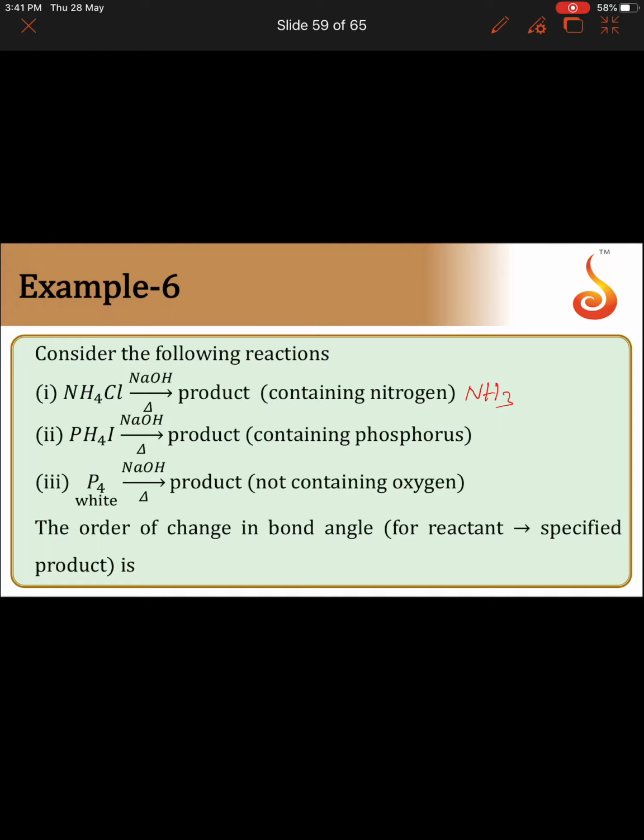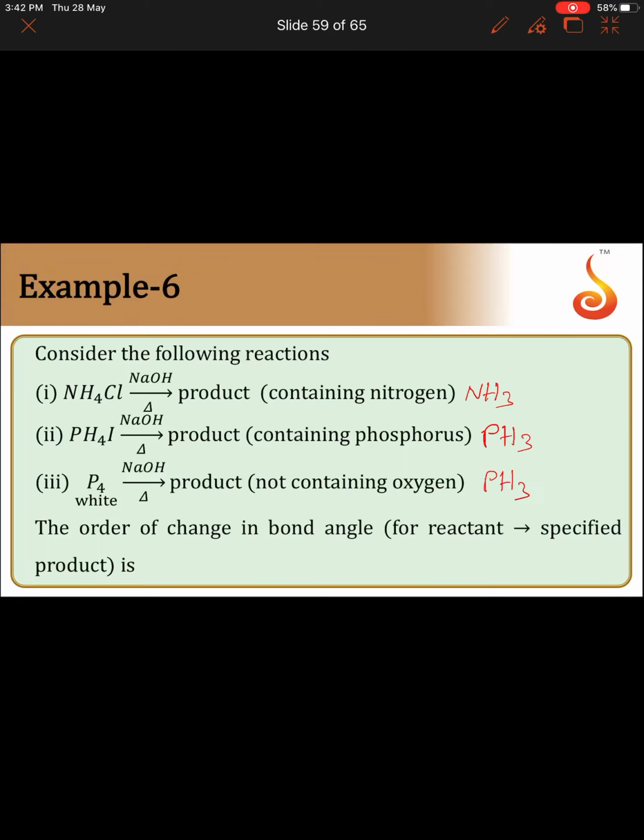And second one, PH4I on heating with NaOH is forming the product containing phosphorus. The product containing phosphorus is PH3. And third one, white phosphorus on heating with NaOH is forming the product, and that too not containing oxygen. P4 on heating with NaOH will form two products. One is NaH2PO2, sodium hypophosphite, and along with that it also forms PH3, phosphine. So here, the product not containing oxygen means PH3.